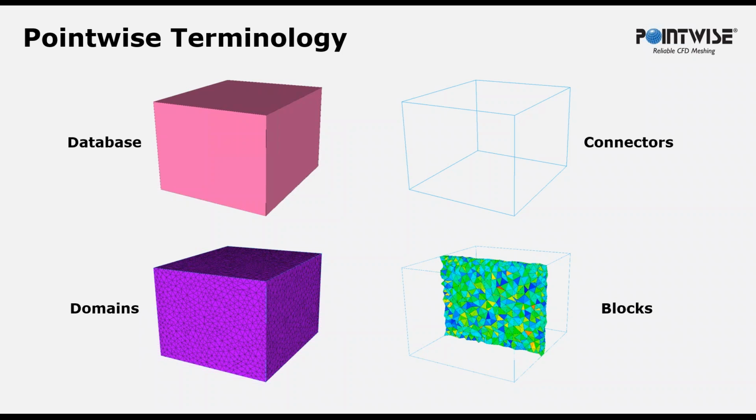Pointwise is a bottom-up mesher, meaning we start at the geometry, we build grid curves, we build surface meshes, and then we build volume meshes. So our terminology for the geometry at the base level is called a database. On top of the database, we create grid curves that contain a number of grid points in a certain distribution of grid points, and we call those grid curves connectors. Now, from connectors, we can create surface mesh entities that we call domains. And then from a collection of domains, we can create blocks, which are volumetric grid entities.